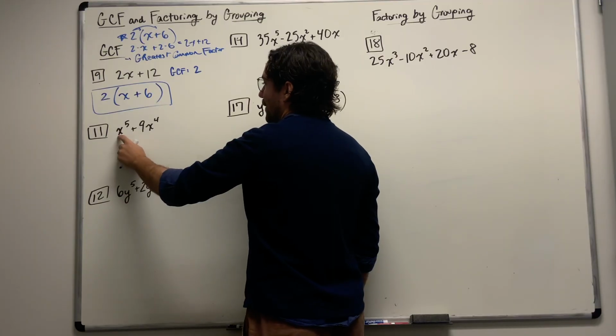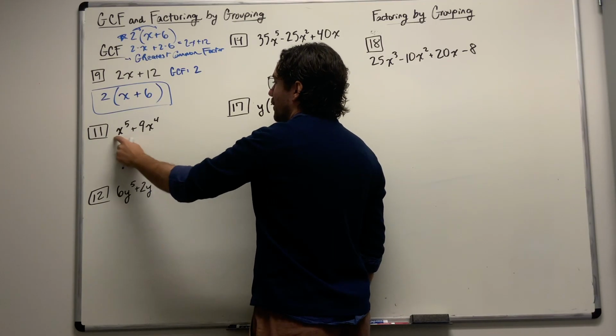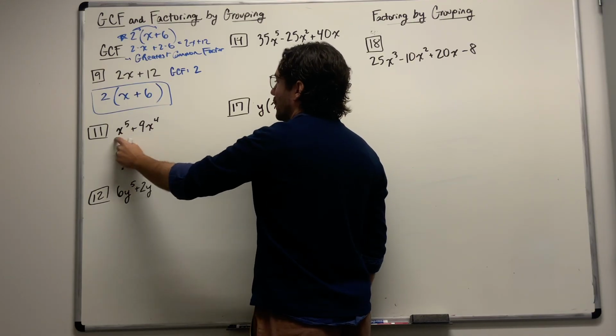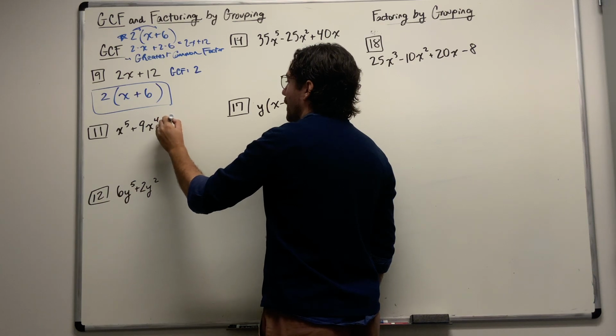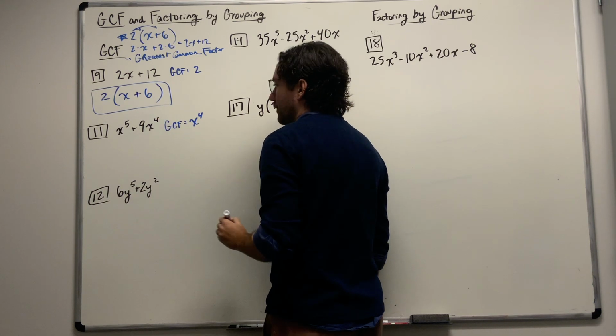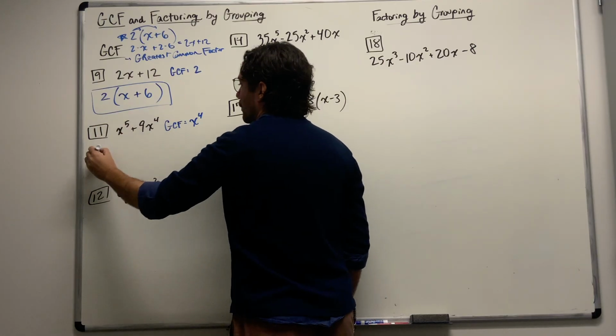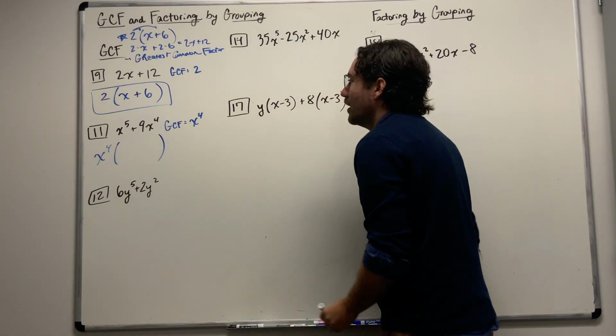But this has 5 x's and this has 4 x's. So I'm thinking, what's the least amount that they both share? They both have at least 4 x's. So my greatest common factor in this case would be x to the 4th power. So that's what would show up in front of the parentheses, and I'll think about what's left over.